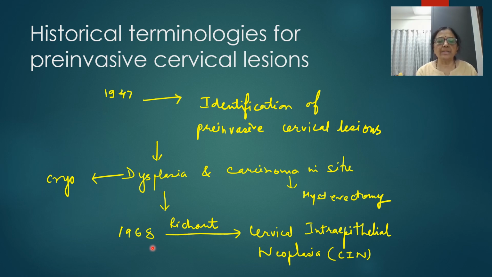Richart in 1968, for the first time, gave the terminology cervical intraepithelial neoplasia or CIN for the pre-invasive cervical lesions, and even graded it as CIN 1, 2 and 3 as a continuation of the change. This pre-invasive change, if remaining untreated for many years, may go through these phases and ultimately can go on to invasive cancer.